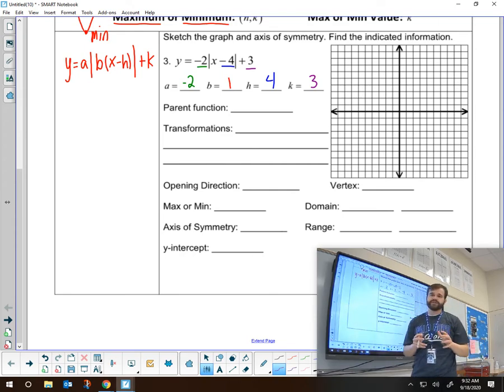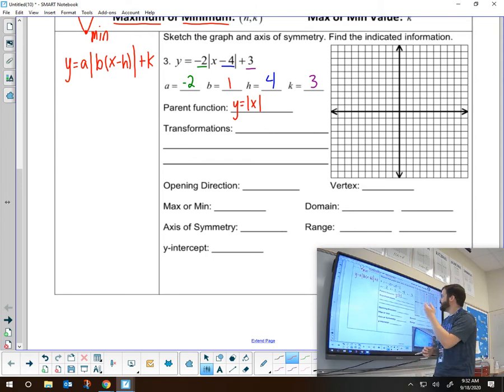Your parent function is always going to be the same as the starting point. Your parent function is always just going to be y equals the absolute value of x. Just like that. Okay? Now, my transformations.